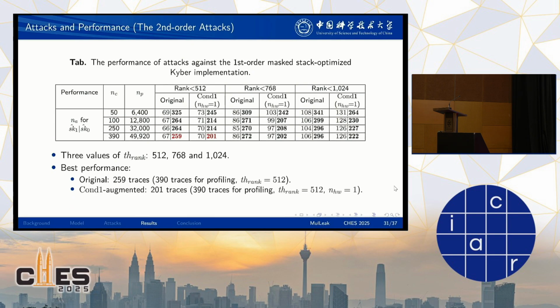The table on this page shows the performance of the second-order attack. We give 3 values of rank threshold. In the table, the best performance is achieved when NP equals 49,920, NHW equals 1, and the rank threshold is set to 512. 259 traces are required for the original attack, and 201 traces for the condition 1 augmented attack.